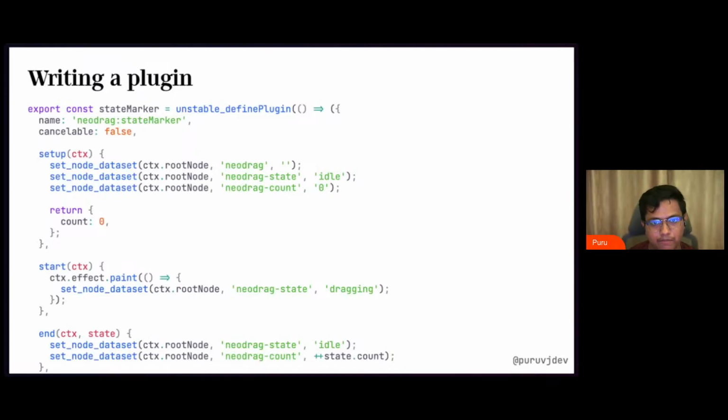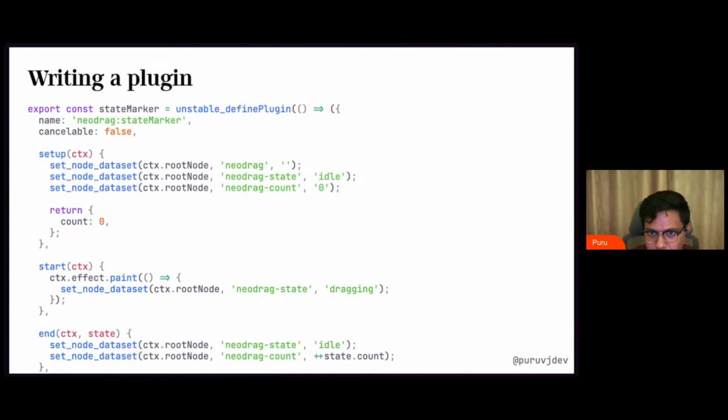This is the example of the state marker plugin, which just attaches data-neodrag attributes to the root node. The root node is the one where you apply the draggable. It's a non-cancelable plugin, which means it runs even when other plugins cancel the drag. This plugin will still run. There's a setup lifecycle, as you can see.